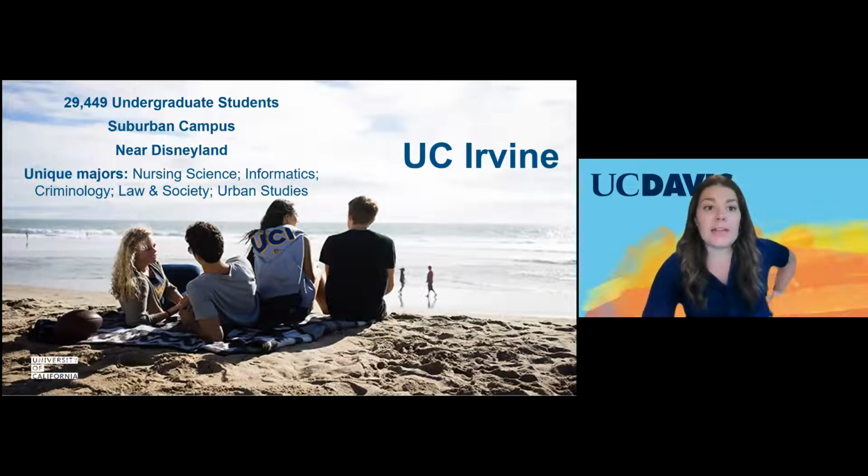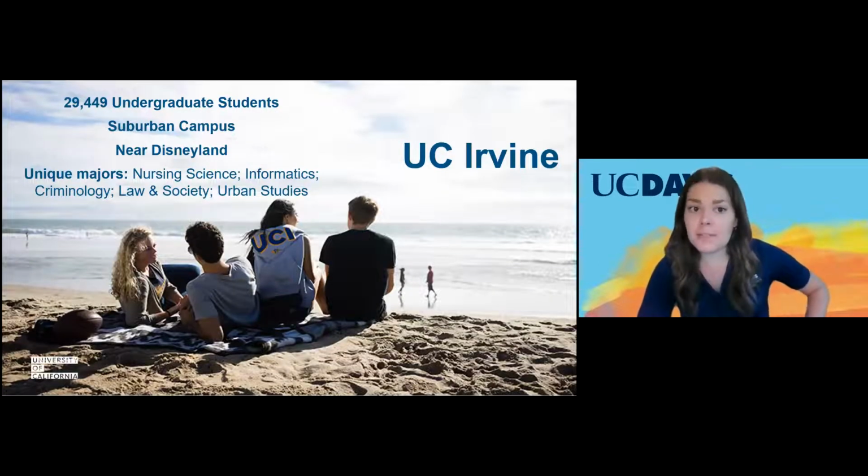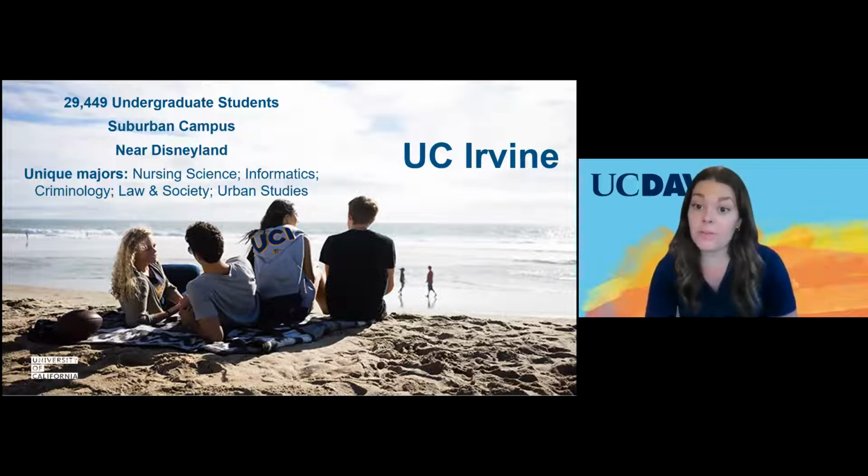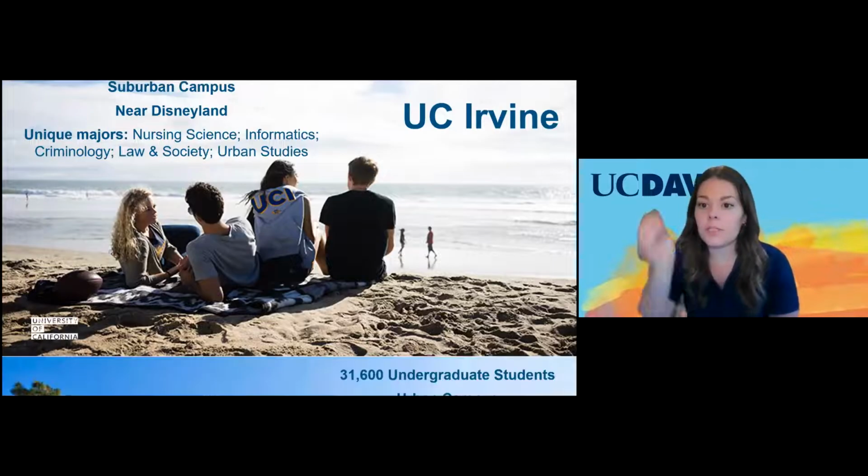UC Irvine has under 30,000 students. It's definitely a suburban campus near Disneyland. I'm sure you guys are familiar with UC Irvine. Some of the unique majors are nursing science, one of the few UCs that has a nursing undergraduate degree, informatics, criminology, again, one of the few UCs that has criminology, which would be similar to criminal justice, law and society, and urban studies. So those are kind of some of the highlights from UC Irvine.